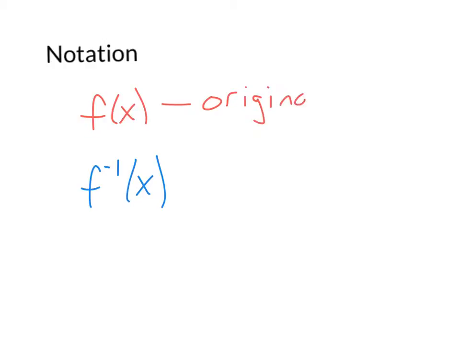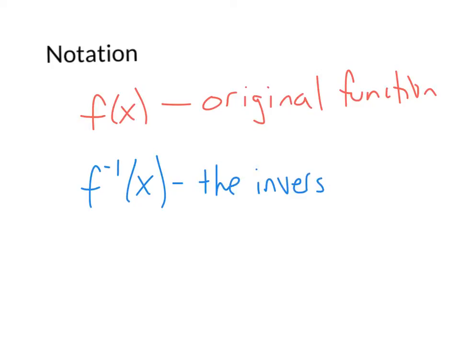So let's get some notation out of the way. If you're talking about some function f of x, its inverse would be written as this. Okay, so anything to the negative first power is basically an inverse. So make sure you understand that this is the original function, and this one is the inverse of the original function.